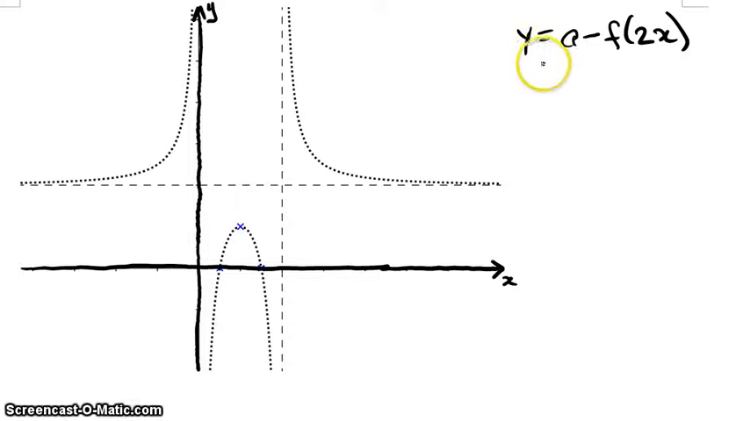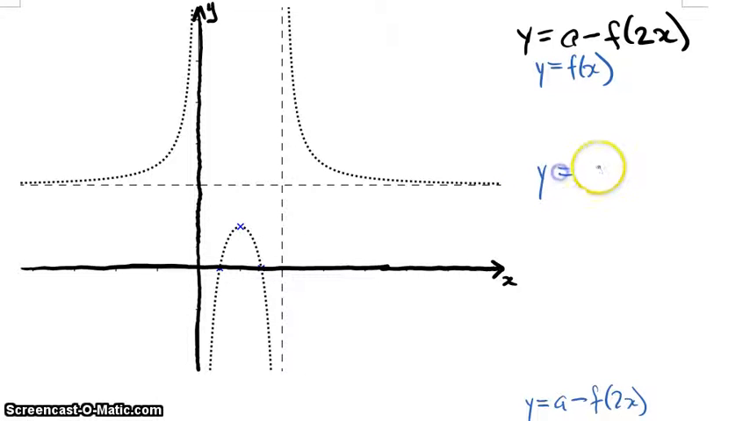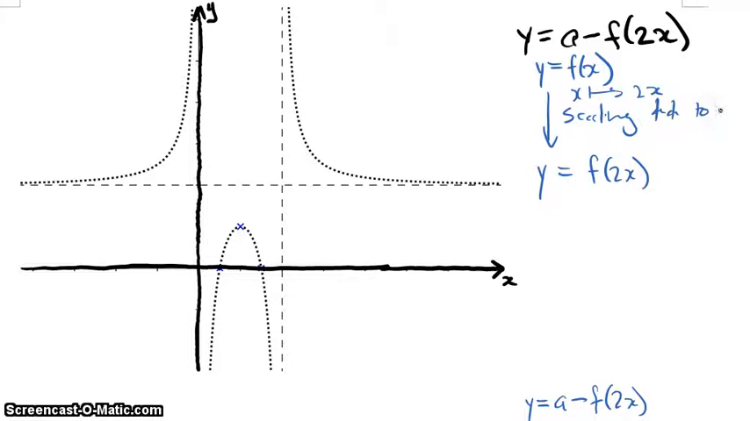This final one is the most tricky because we actually have 3 transformations to make here. We start with y equals f of x, and we end with y equals a minus f of 2x. So what are our intermediate steps? The easiest one to do first is probably y equals f of 2x. We're replacing x with 2x, which we know is a scaling parallel to the x-axis with scale factor a half.